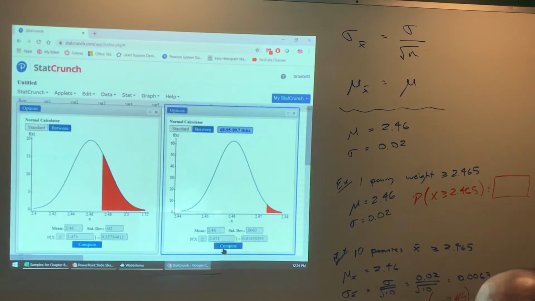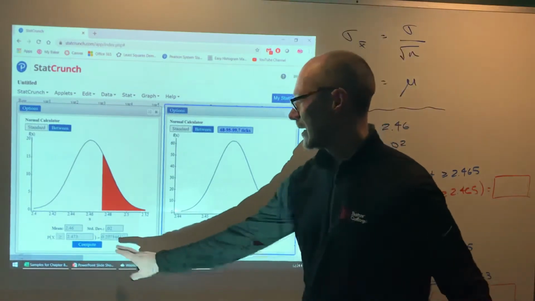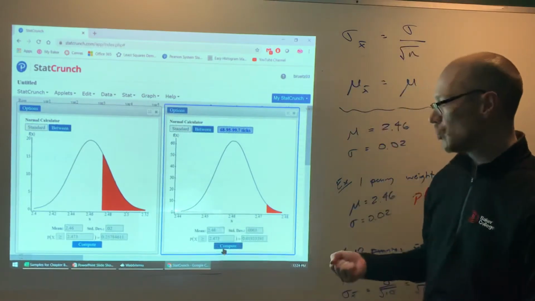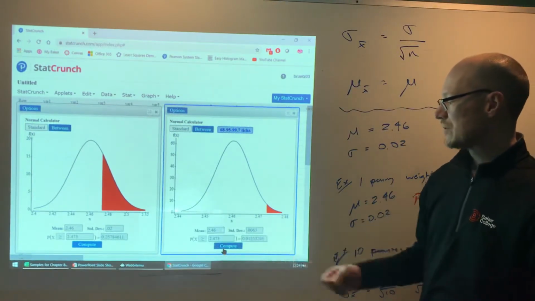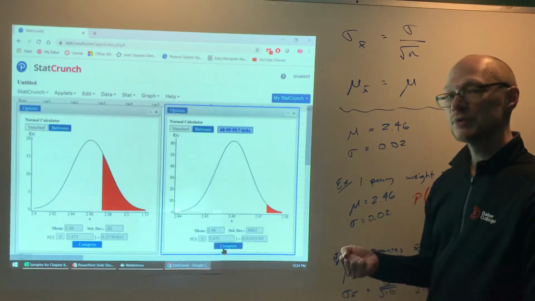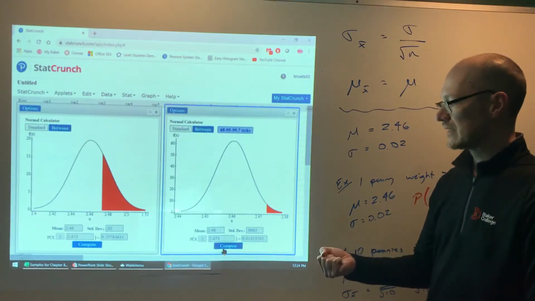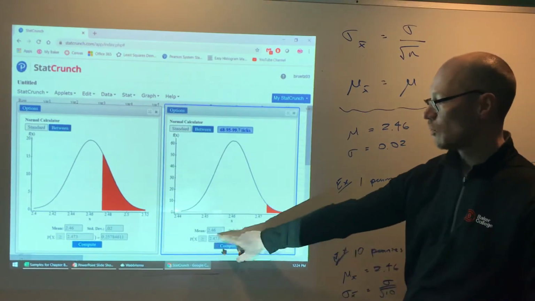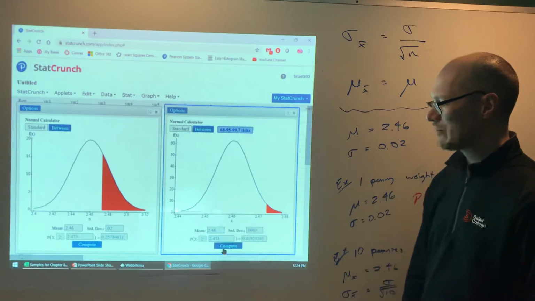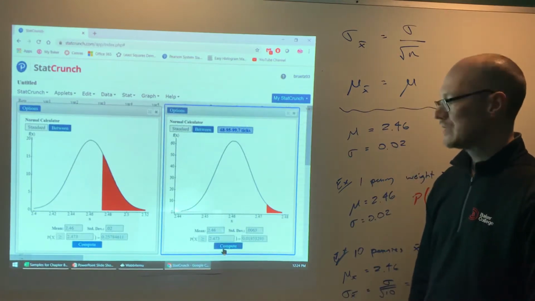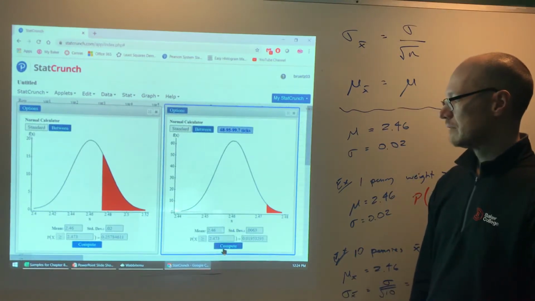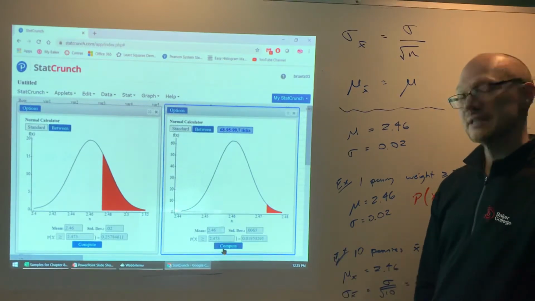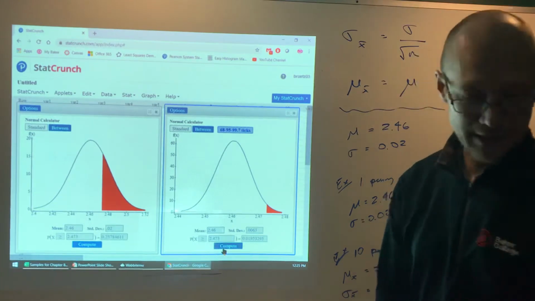A single penny has a 25% chance of weighing that much, but a group of 10 pennies, you're down to less than 2%. Less than a 2% chance that this group of 10 pennies is going to have an average weight of that much. And it's really not that much more. 2.46 is the average. 2.473, it's only 13 thousandths more. But again, to have a group like that to weigh that much is just not very likely at all.